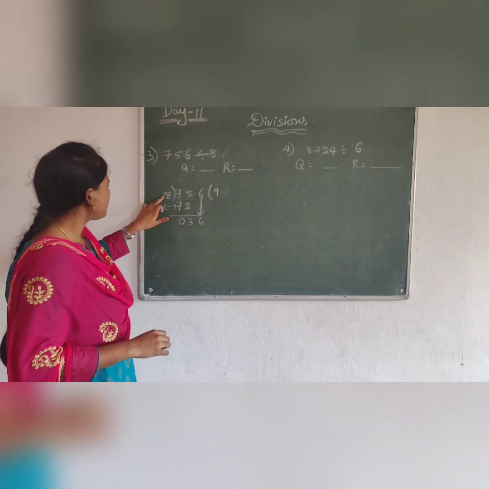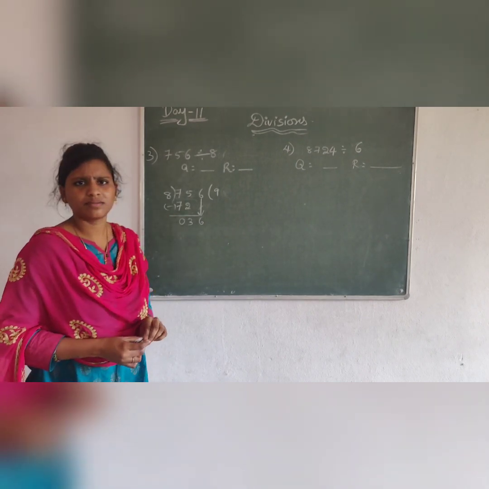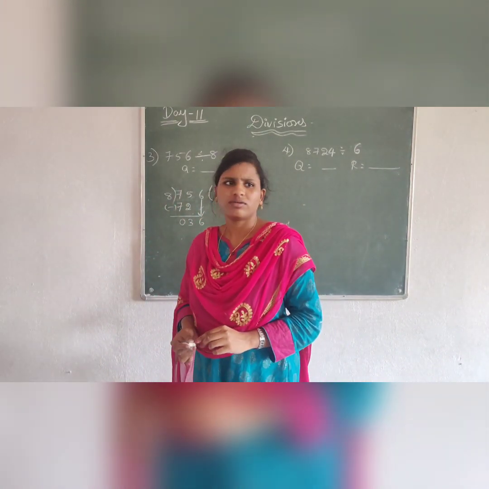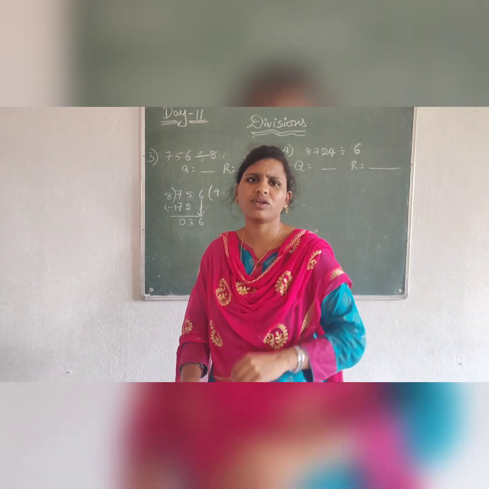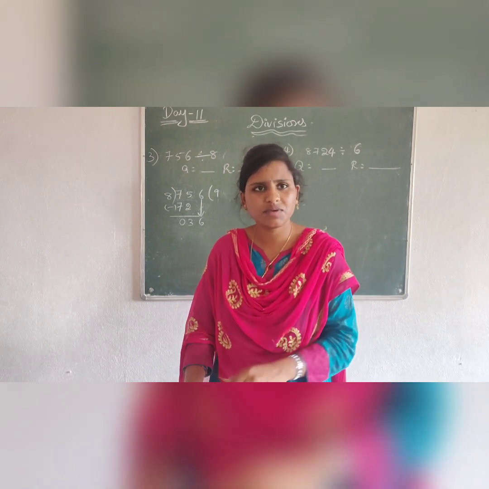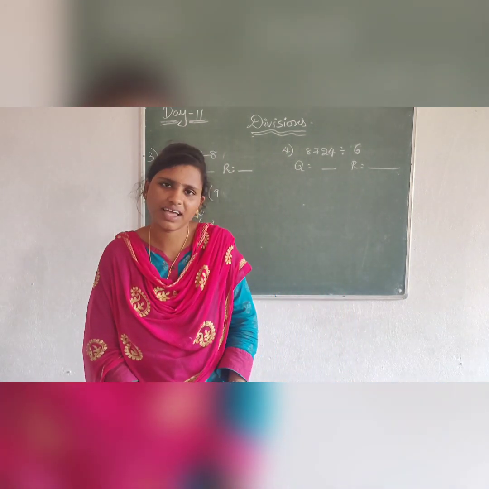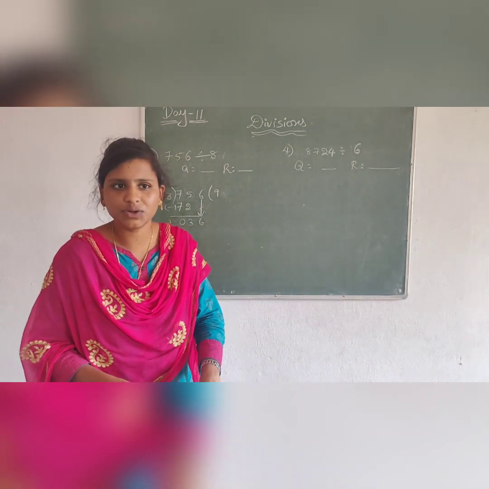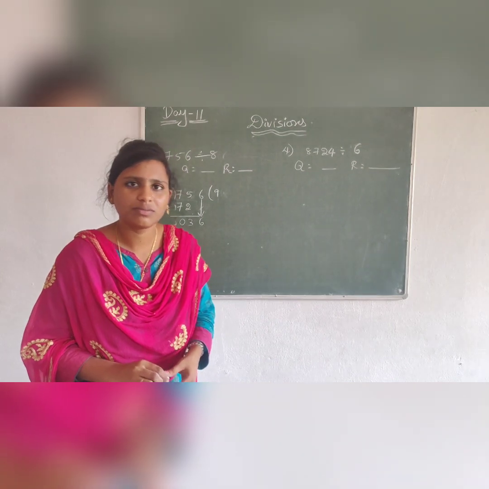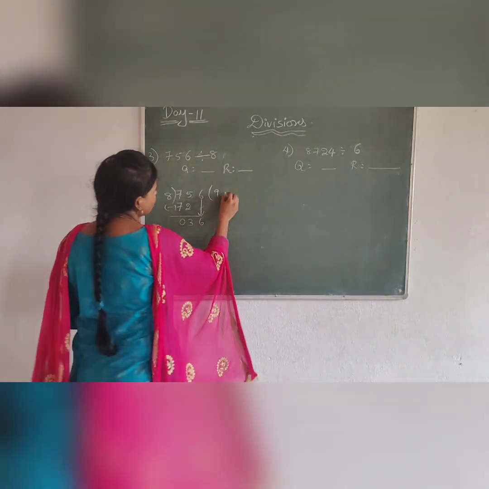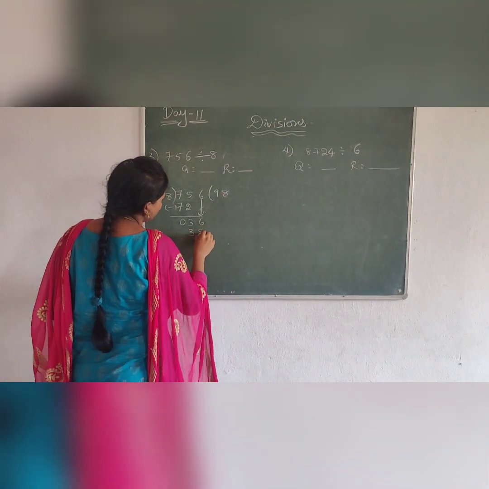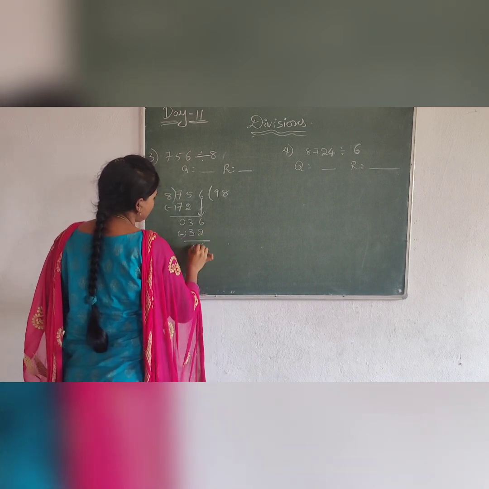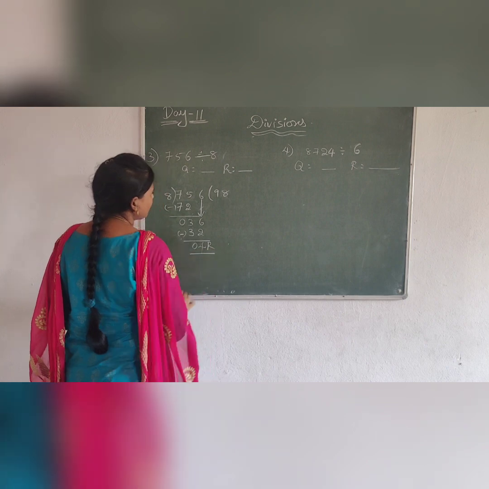And see here, is 8 cancelled in 36? No. The number before 36 is 35. Is it cancelled? No. 34? No. 33? 32? 8 4s are how much? 8 4s are 32. Let's subtract these two. 36 minus 32, 4 is the remainder.